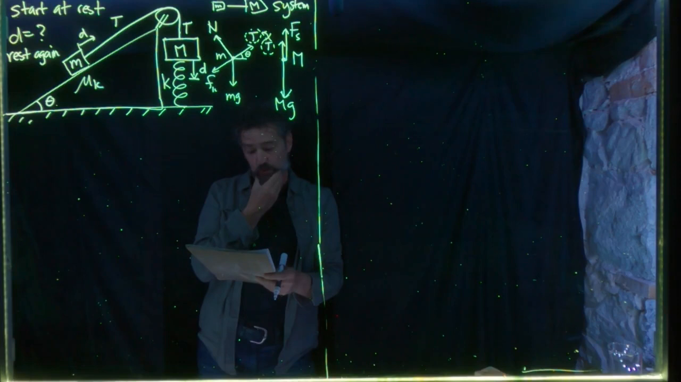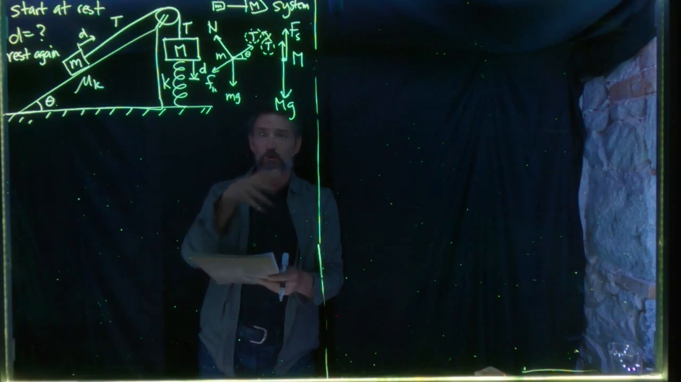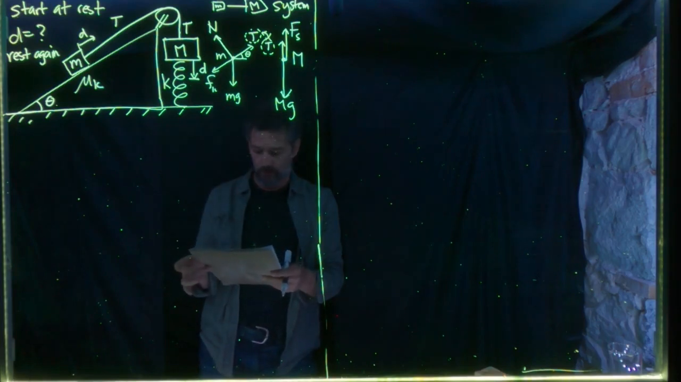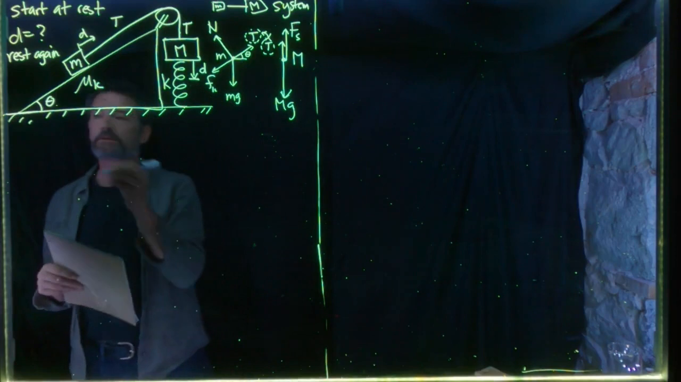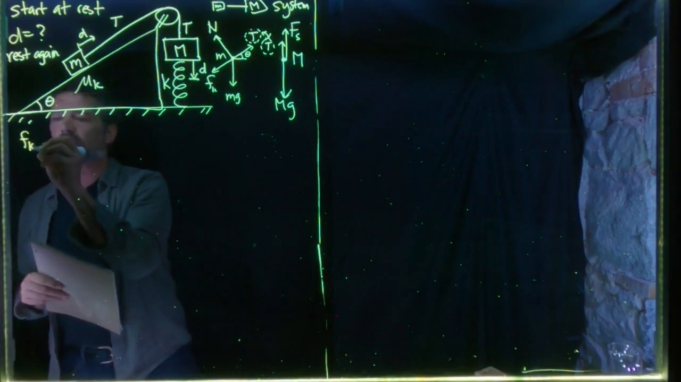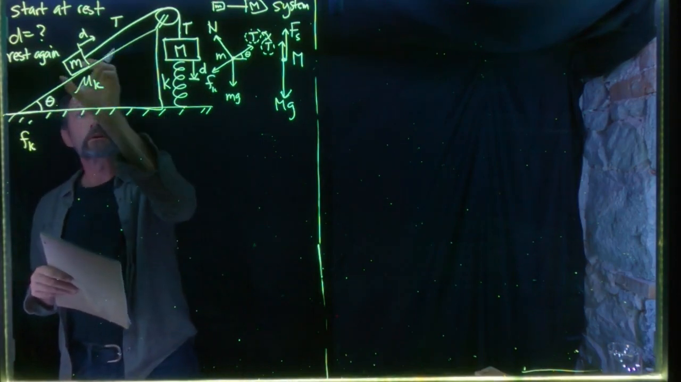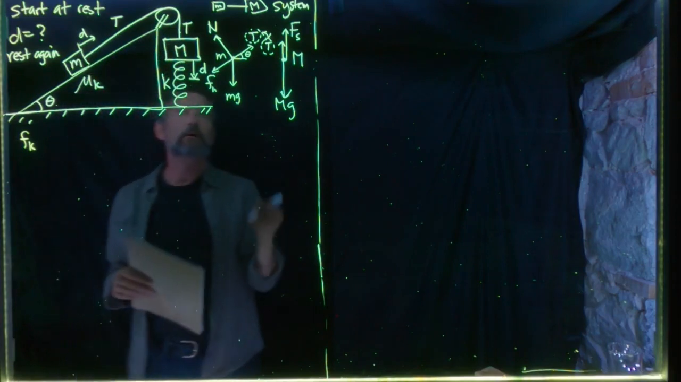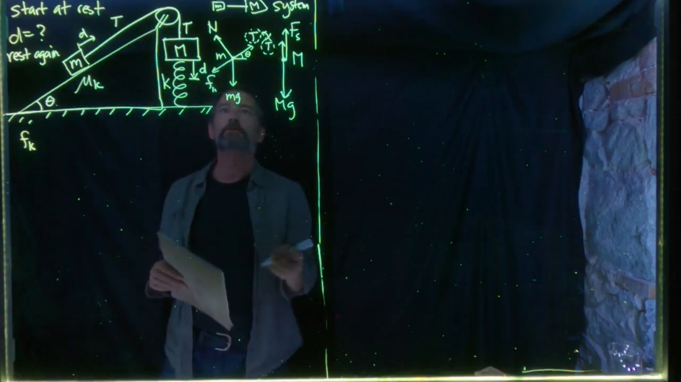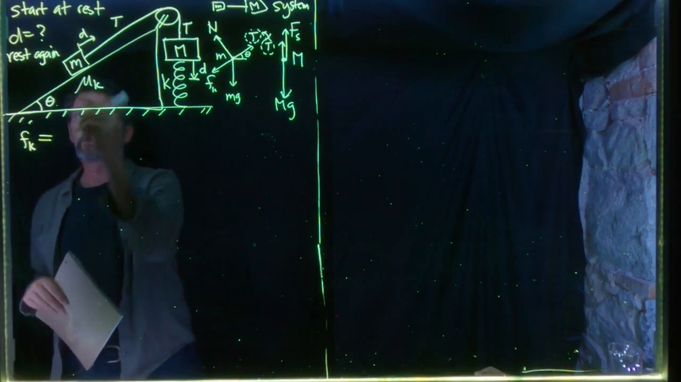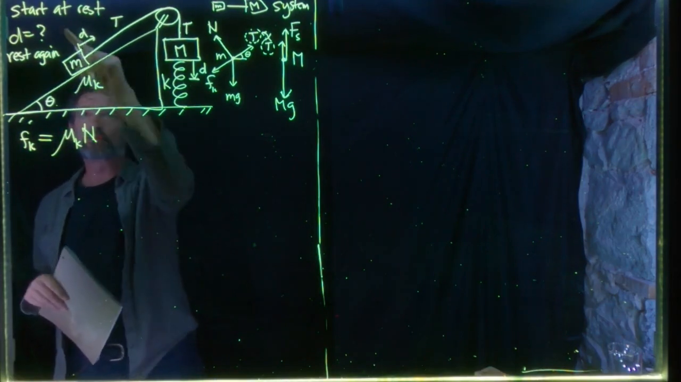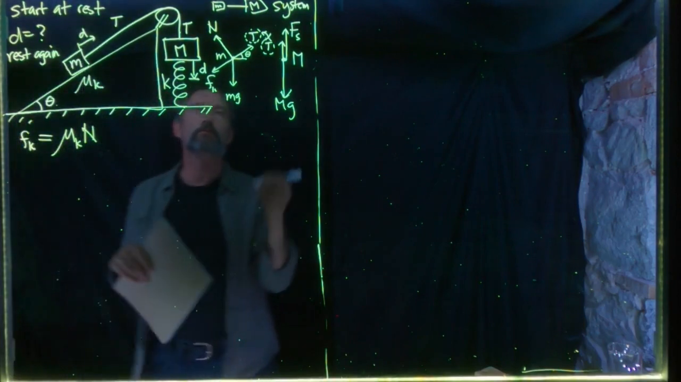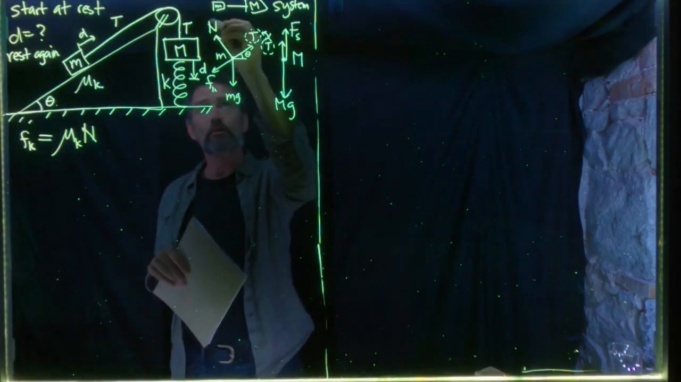What else? Oh, we should also figure out, just while we're at it, what the force of kinetic friction is. For the force of kinetic friction, that's easy. The force of kinetic friction acting on little m as it's sliding up like that is going to equal the coefficient of kinetic friction, mu k, times the normal force, how tightly those masses are pressed together. So we need this normal force here.